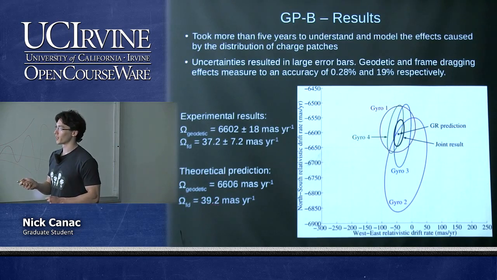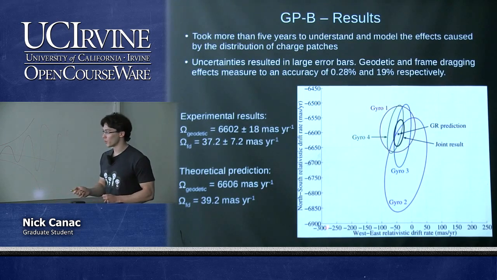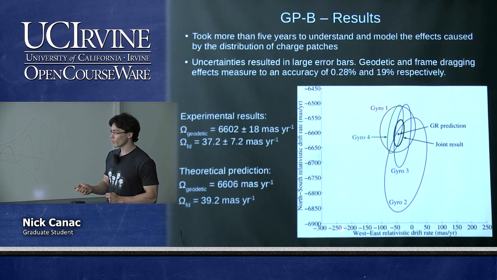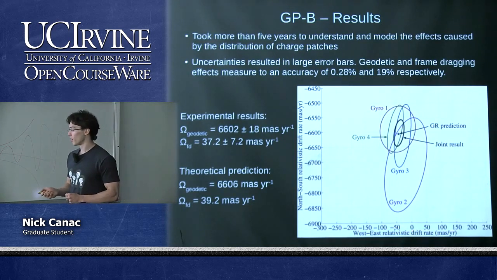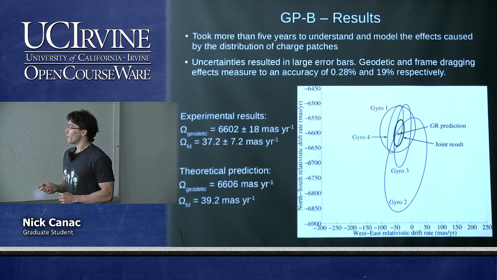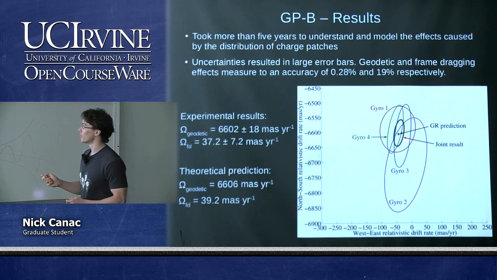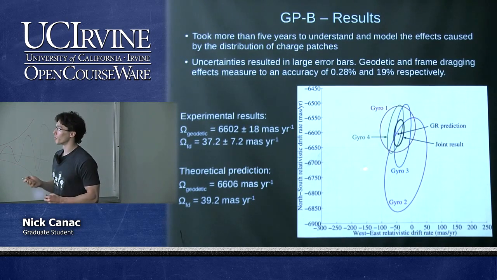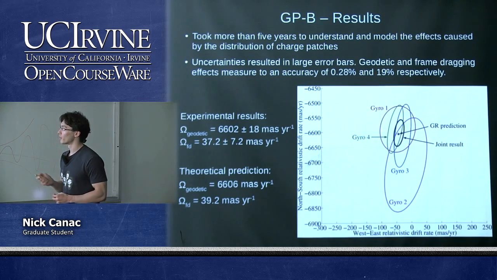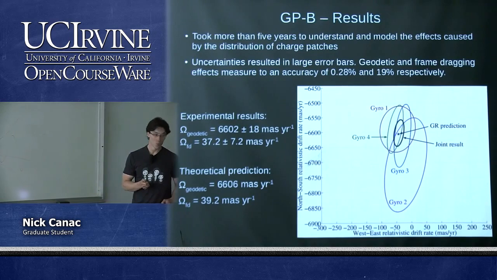So here I show you the theoretical prediction, and then here are the experimental results with the error bars. And in this plot, this axis is the frame-dragging effect, and this axis is basically the geodetic effect. And gyro 2 was particularly poorly behaved, which is why it has the largest error there. But you can see right in the middle there's the theoretical prediction, and then the joint result from all of these different gyros is right around that. Gyro 2 just barely makes it, huh? Yeah.